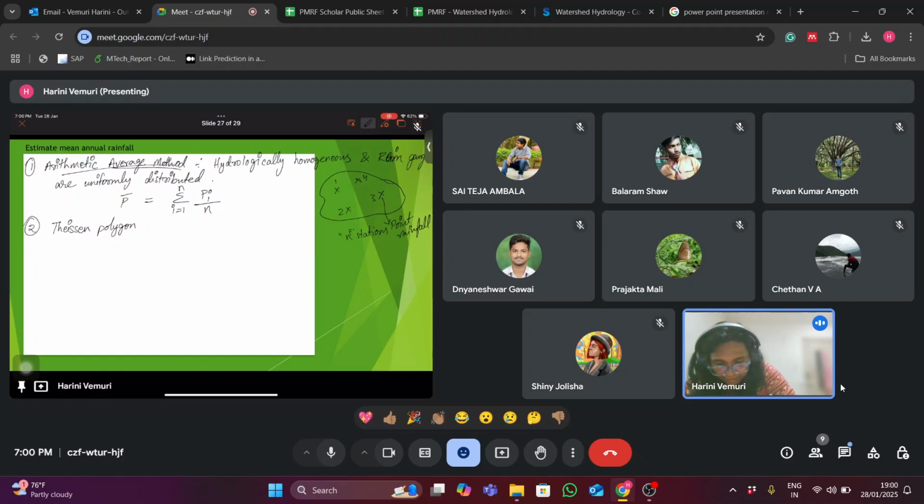So in practice, for any catchment, the hydrological behavior won't be homogeneous, and we won't have rain gauges uniformly distributed because of the topography. Suppose in areas like mountainous areas where people cannot reach, we don't have rain gauges. So that's why we go for methods like Thiessen polygon or the isohyetal method, where we put some weights on the observed rainfall data at each point.